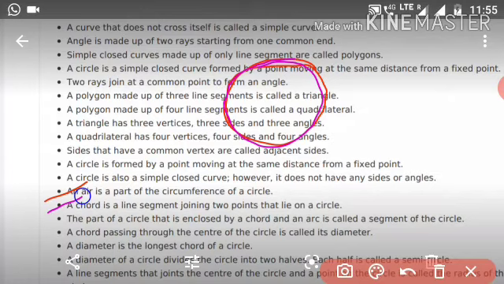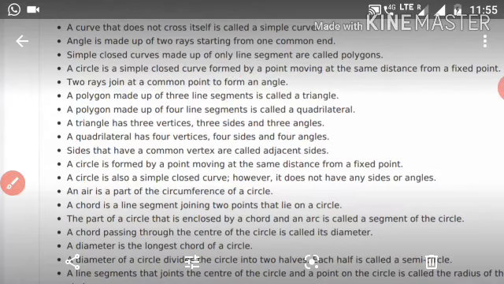Now a chord is a line segment joining two points that lie on a circle. So what is a chord? A line segment joining two points that lie on a circle. Now this is a circle. Suppose this is one point and here is another point. If you join these, this is called a chord. From any two points, if you join them, that is called a chord.